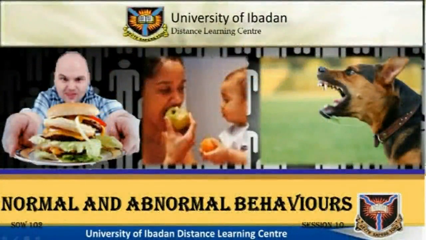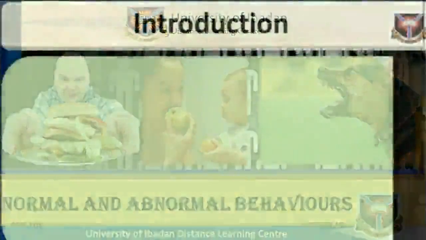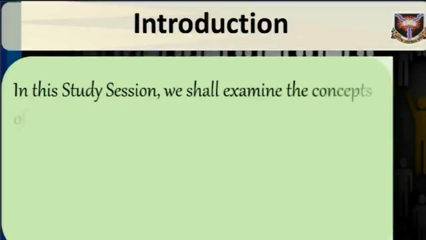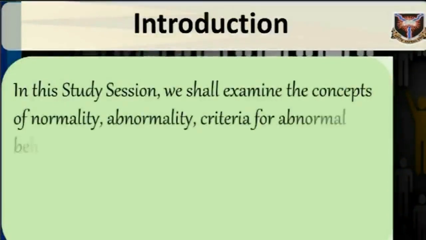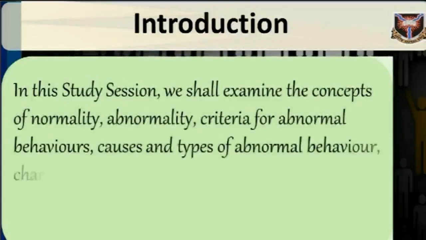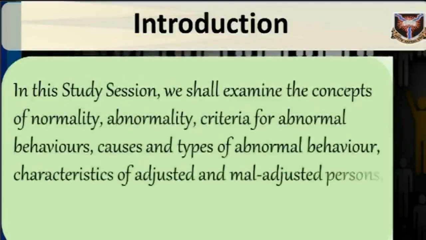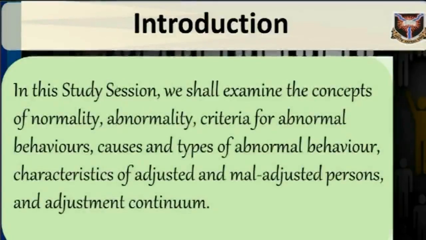Study Session 10, Normal and Abnormal Behaviors. Introduction. In this study session, we shall examine the concept of normality, abnormality, criteria for abnormal behaviors, causes and types of abnormal behavior, characteristics of adjusted and maladjusted persons, and adjustment continuum.